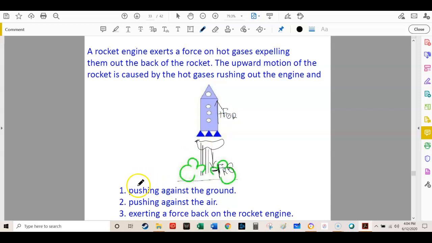It doesn't need the ground to do that, because rockets work in midair, and not only do they work in midair, but they also work in a vacuum too. So the answer is 3. A rocket flies by the gases inside it being pushed down, which then in turn push the rocket up.